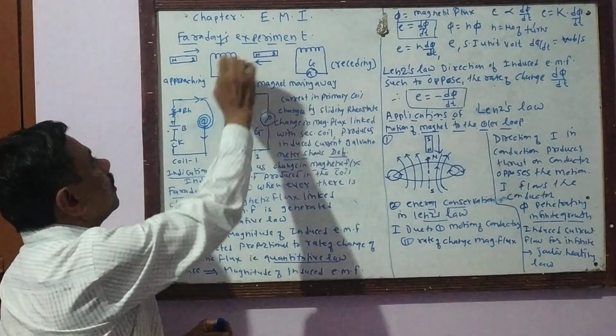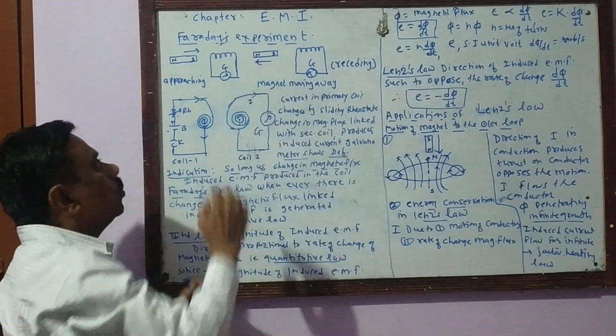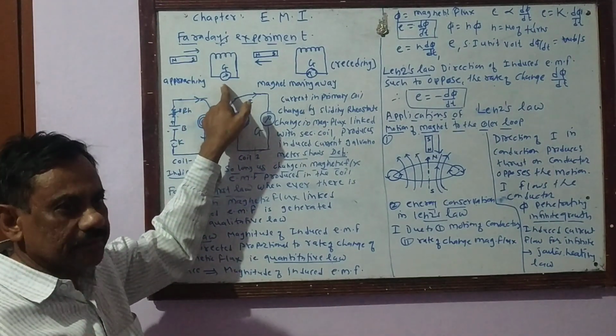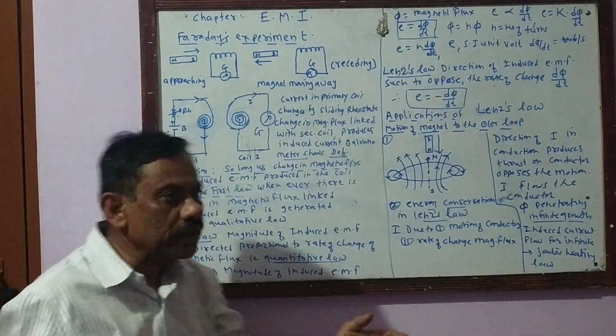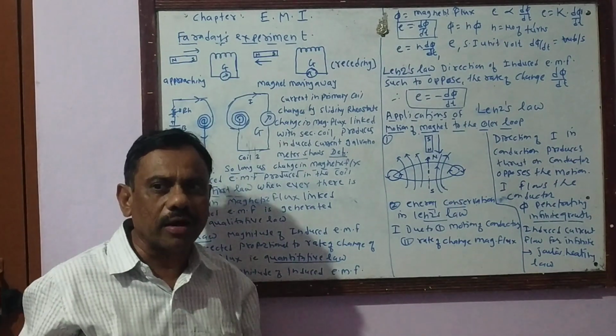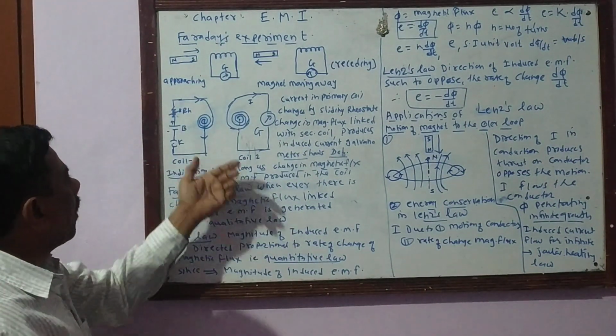What is the definition? The production of induced EMF in the coil due to the change in magnetic flux linked with the coil, that phenomenon is called electromagnetic induction. The EMF produced in the coil is called the induced EMF, and the current is called the induced current.